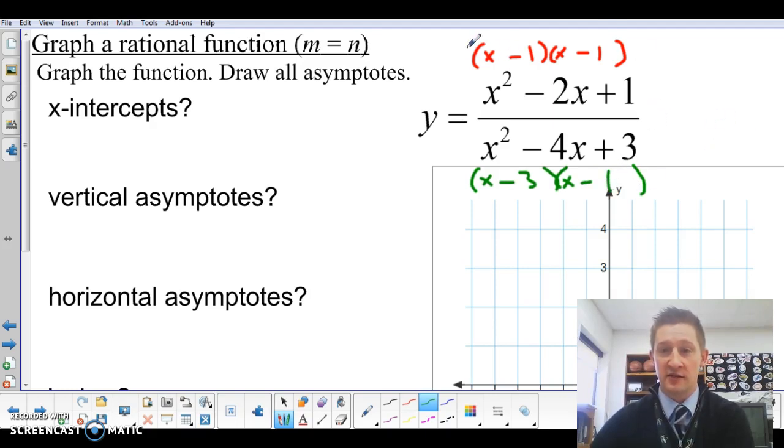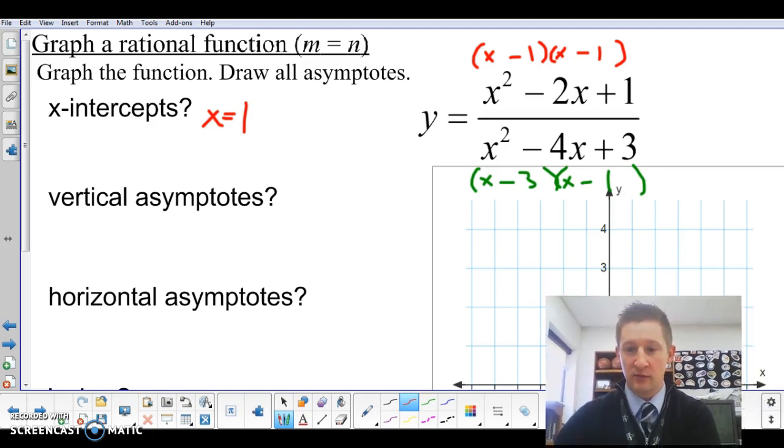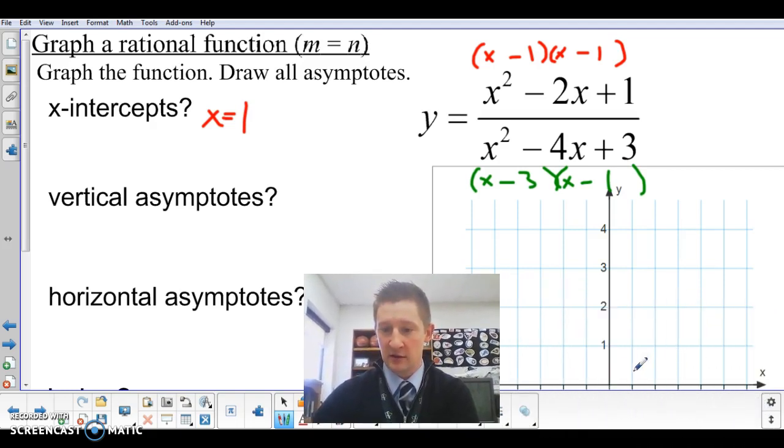Now, notice this. This helps me in a couple of ways. First of all, when I identify x-intercepts, now I can easily tell what makes the numerator equal 0. It's 1. Plug in 1 and make either one of these factors equal 0. So I could put a dot on my graph at (1, 0) right here.